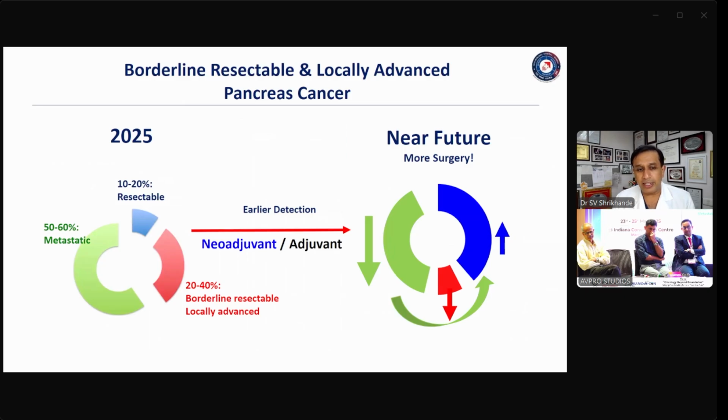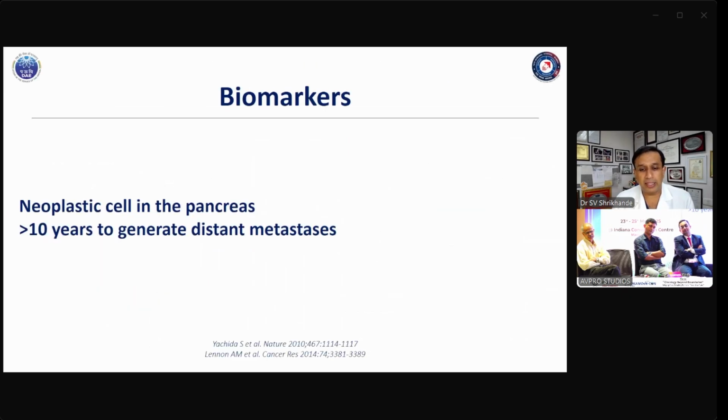So I think in 2025, we are operating only 20% of our locally advanced and borderline resectable cases. But in the future, I think we will definitely operate many more just by getting better ourselves as surgeons. We will see an increasing incidence of this group of patients and this cancer. We'll hopefully in the next decade have better chemotherapy than FOLFIRINOX and GEM nab-paclitaxel. And therefore, we should be prepared for more surgery, not less surgery in pancreas cancer.